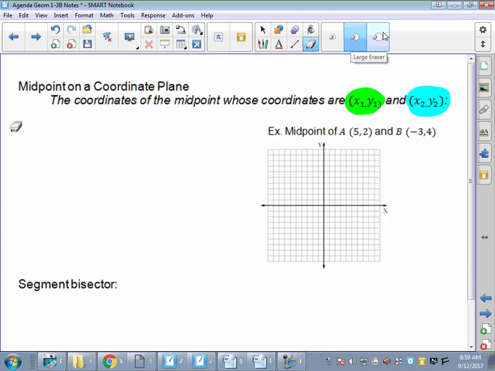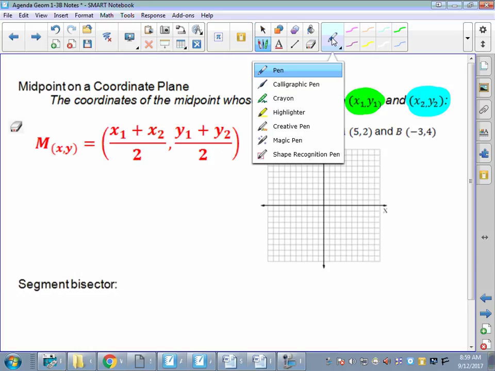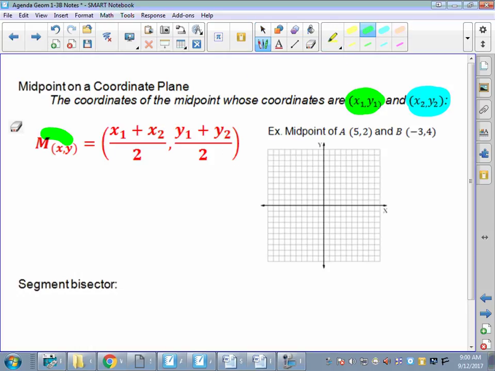So let's go to the formula. The formula for midpoint, notice this time I did midpoint, and then in these little parentheses right here, I did in terms of x, y. So my answer is going to be an ordered pair. So for the x coordinate of my midpoint, I add up the two x's and divide by 2, comma. The y coordinate of my midpoint, I add up the two y's and divide by 2.